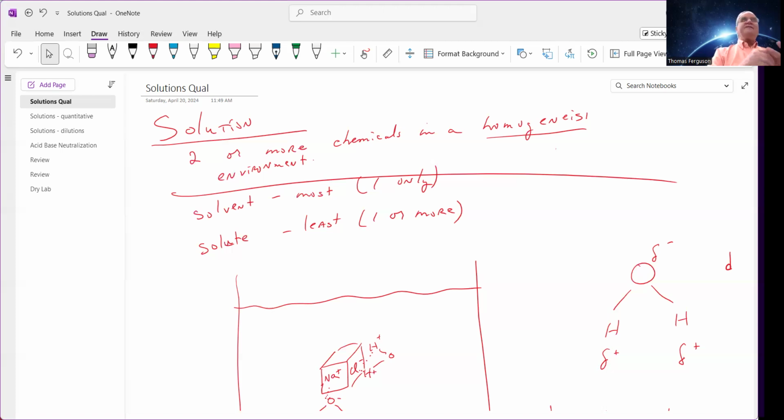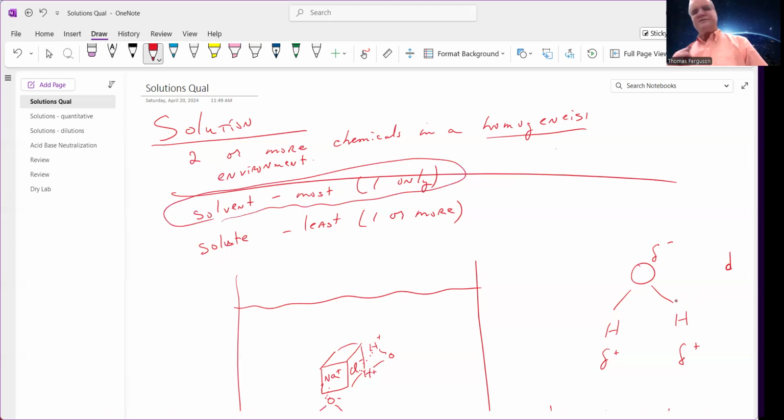Copper and gold form a solution. You cannot tell the copper's there by looking at a ring. So it doesn't have to be water-based. It can be air or a gas, liquid, or solid. All of them are solutions. Solutions have two parts. A solvent, and that's the most.